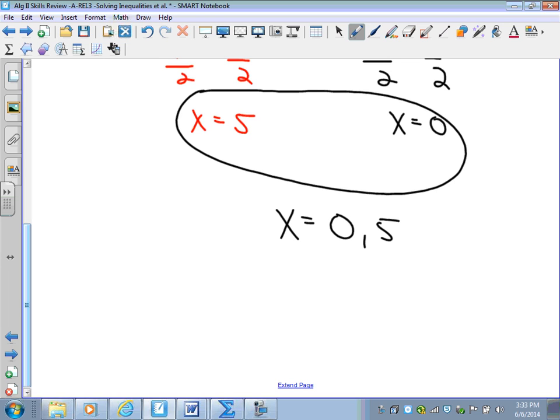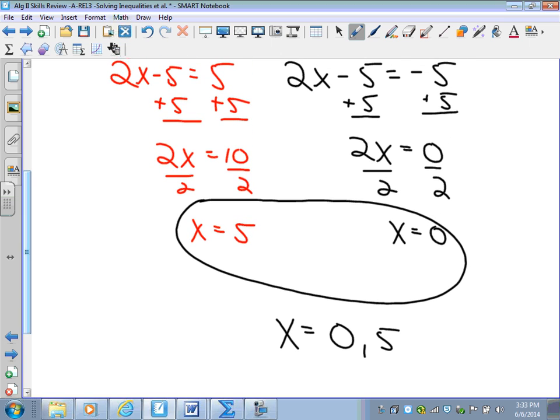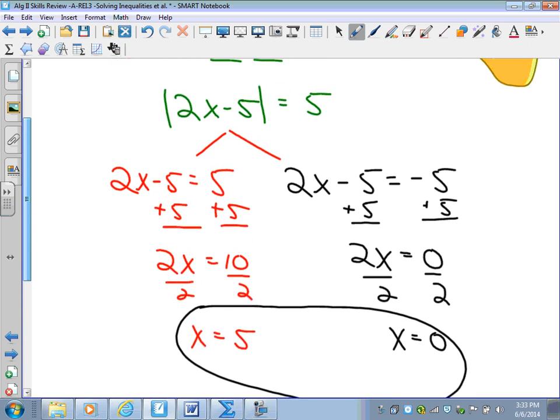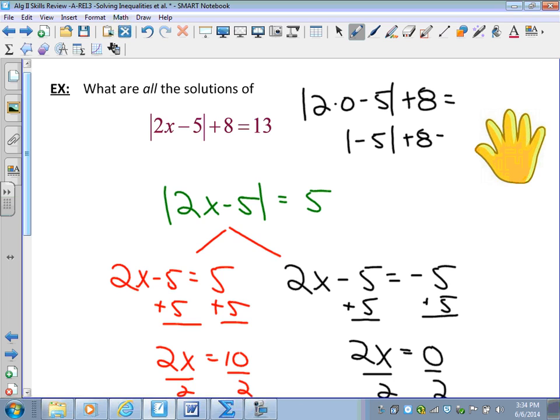And it's worth for me to go check that with absolute values, because sometimes we can get answers that don't really work out. So I'm going to go up at the top, and I'm going to check 0, and I'm going to check 5. So if I have absolute value of 2 times 0 minus 5 plus 8, what does that equal? Well, 2 times 0 is 0. I get the absolute value of negative 5 plus 8. Well, that's 5 plus 8, and that's 13, and that's what's on the other side. Okay, great, that works. Okay, I'm going to check, what do we have? Positive 5, right? Yeah, I'm going to check positive 5.